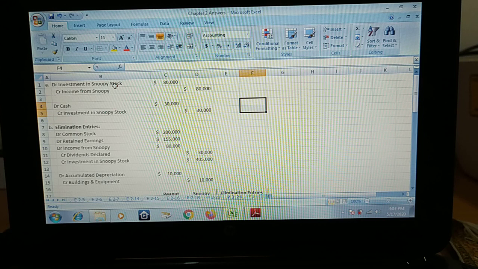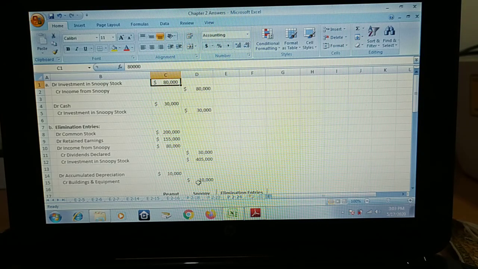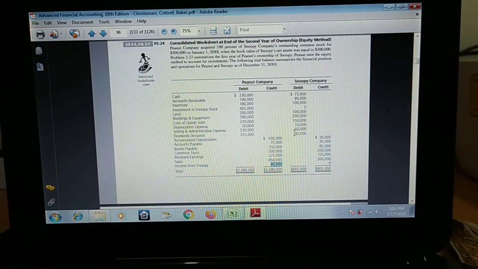So for A, the first journal entry is debit investment in Snoopy stock, credit income from Snoopy 80,000. You can just take it directly from the trial balance. Then the second journal entry, which is about the dividends, is debit cash, credit investment in Snoopy stock 30,000. Again, you can take it from the trial balance.